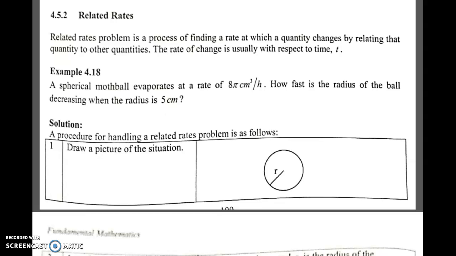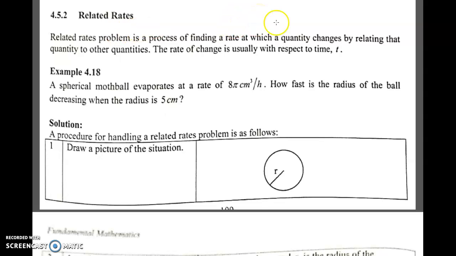Okay guys, in this video we're going to look at the next application, which is related rates. I believe that most of you are already familiar with related rates. You have seen that a lot. Most of us, I believe, have seen it on the highway, right? For example, when you see a signage of a speed limit of 120 km per hour, that is a kind of related rates information. So what is actually related rates?